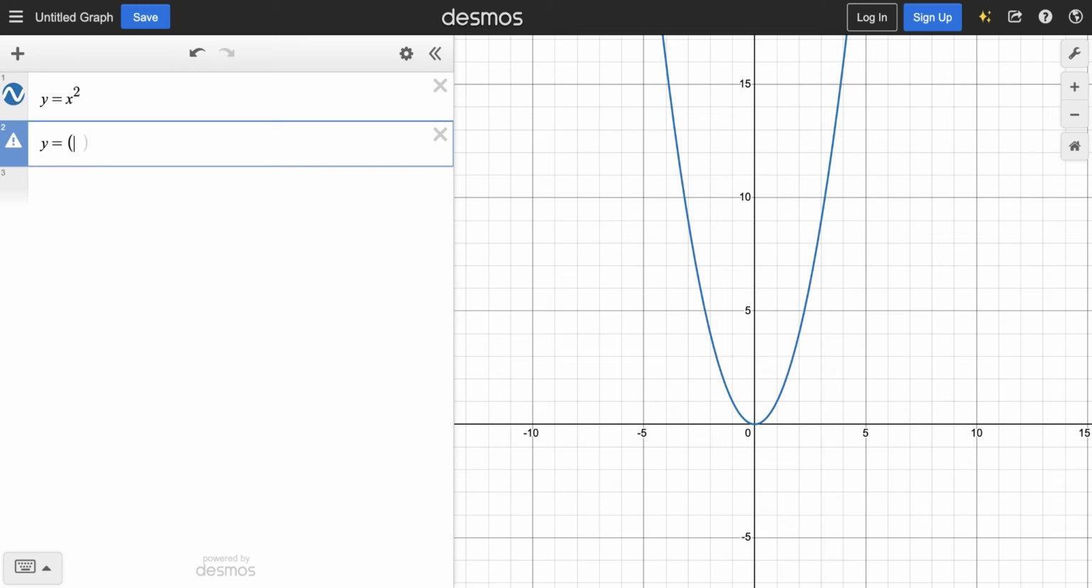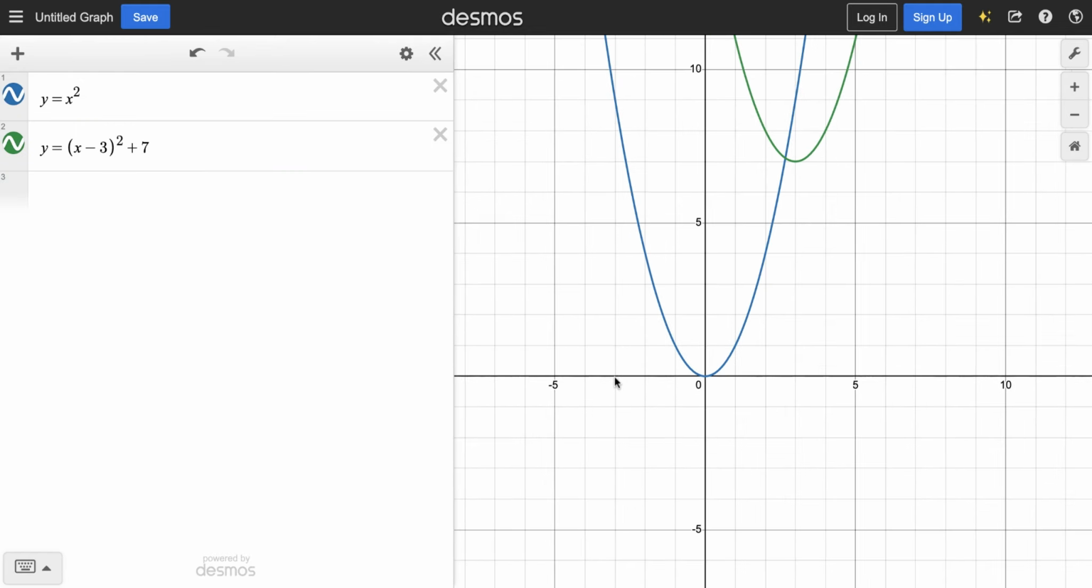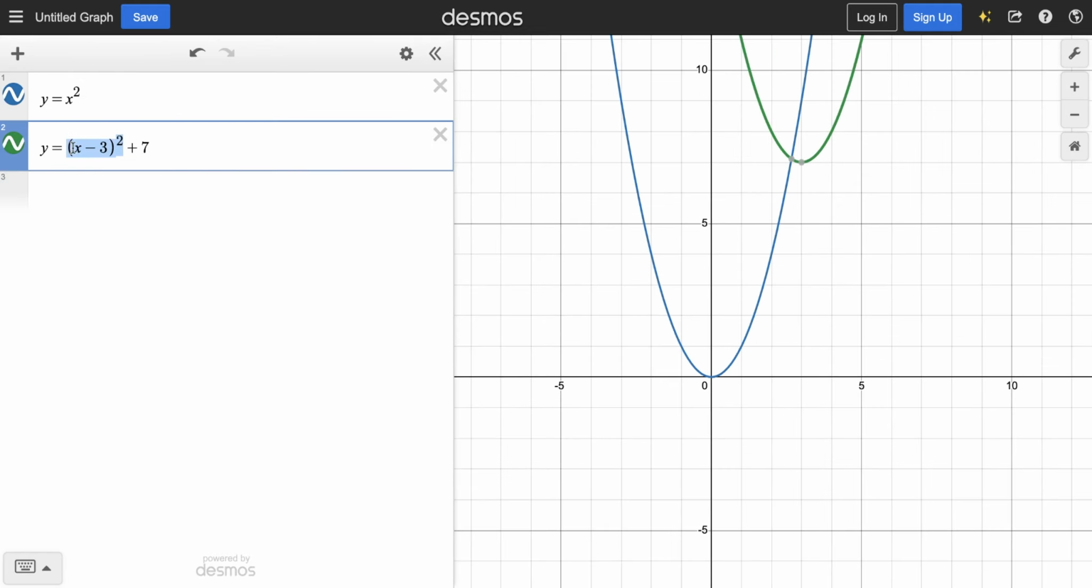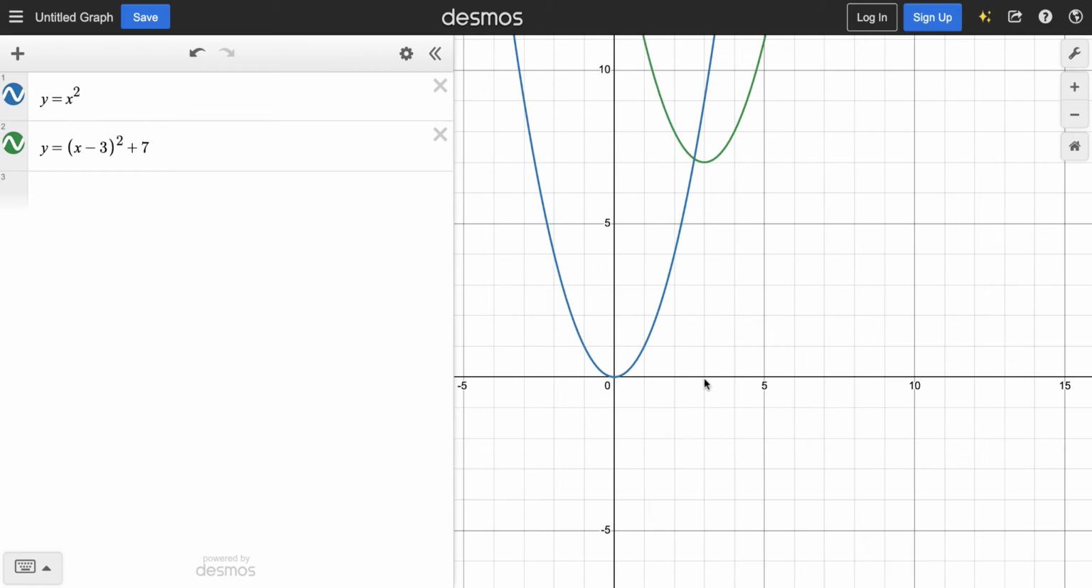So if I have y is equal to (x minus 3) squared plus 7, well, what happened here was this (x minus 3) squared part moved it 3 units to the right. And then this plus 7 moved it 7 units up. So you can have combinations of these two kinds of transformations.